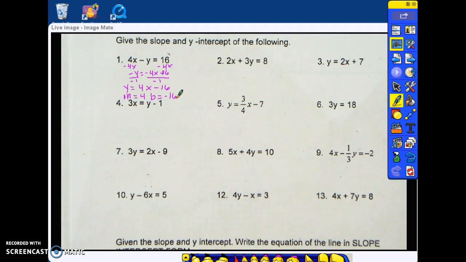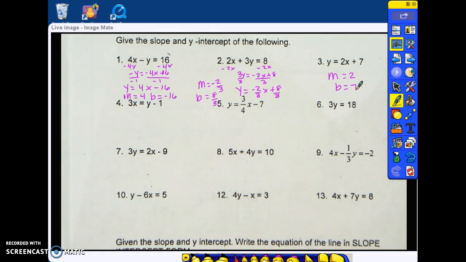For number 2, again, we need it in slope-intercept form. 3y equals negative 2x plus 8. Divide by 3 on both sides. Y equals negative 2/3 x plus 8/3. So your slope is negative 2/3. Your y-intercept is 8/3. Number 3 is already in slope-intercept form. Your slope is 2. Your y-intercept is 7.